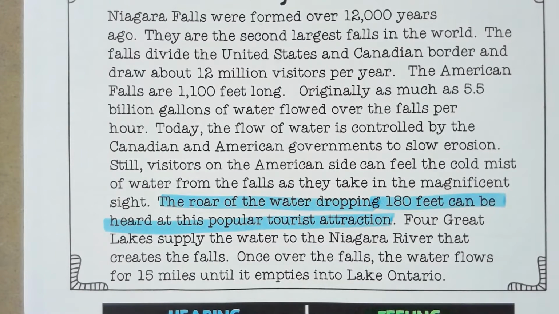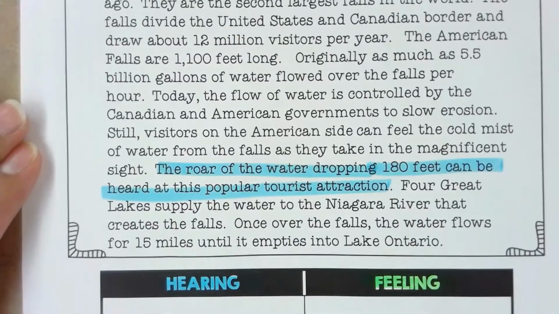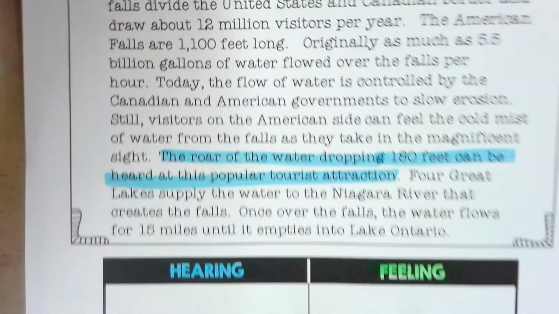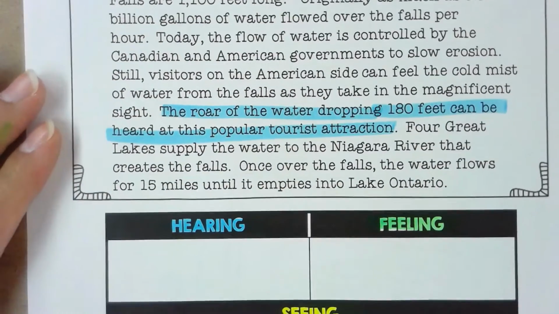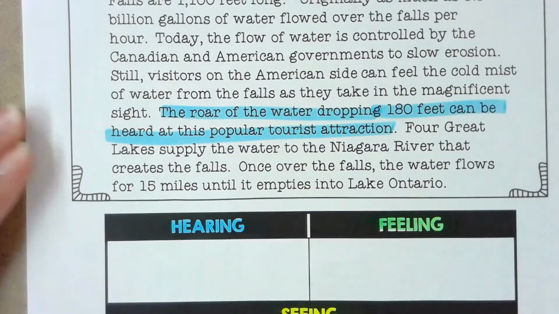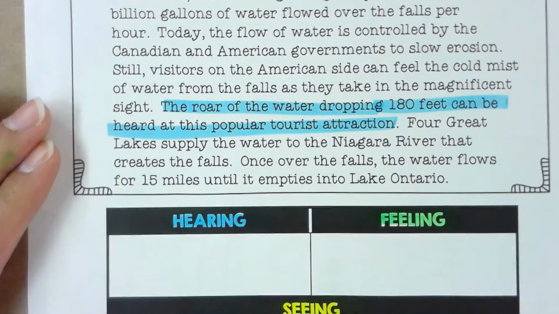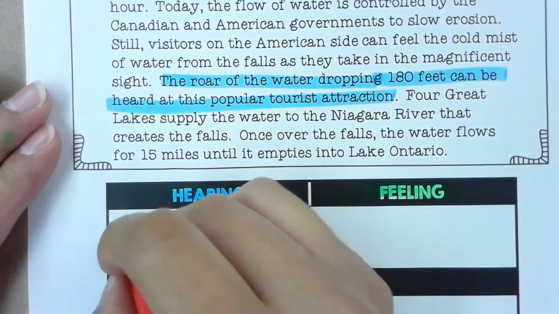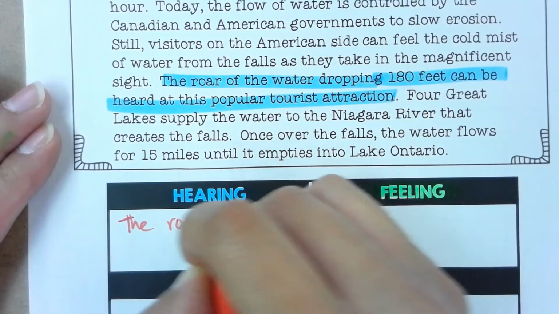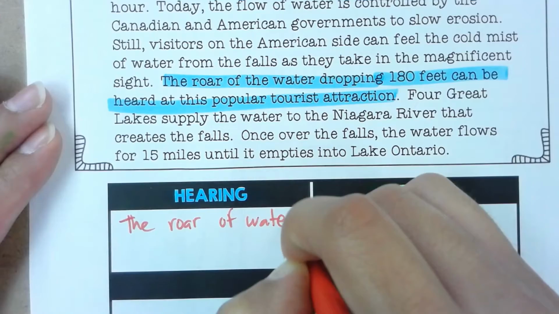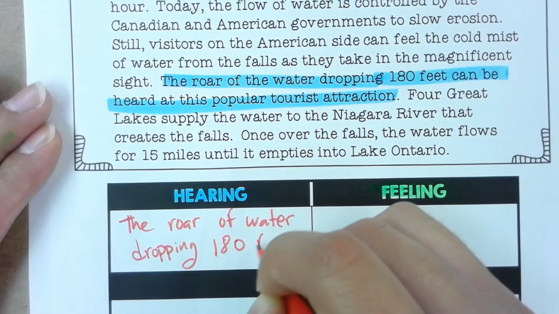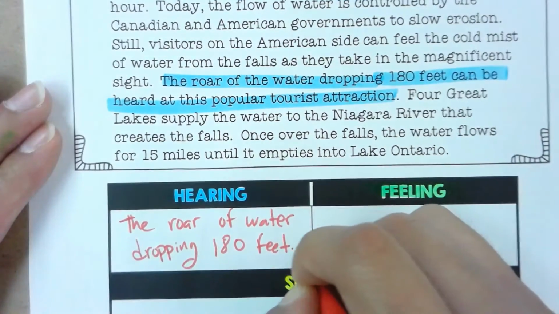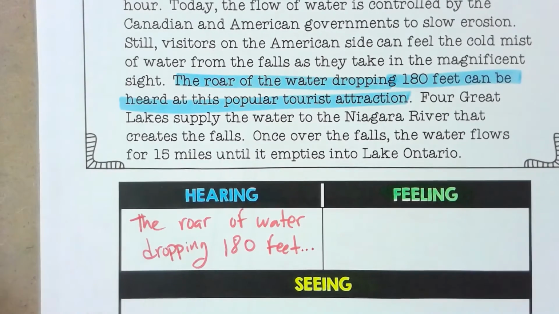That lets us know that the sense of hearing was used in this detail. Now, the roar of water, meaning you can actually hear this. I want you to, after you highlight it, since we are filling in the chart with descriptive details from the passage, we found our detail that deals with hearing. I want you to write the roar of water dropping 180 feet. And I'm not going to make you write all of it. I just want you to write that first part of the sentence.